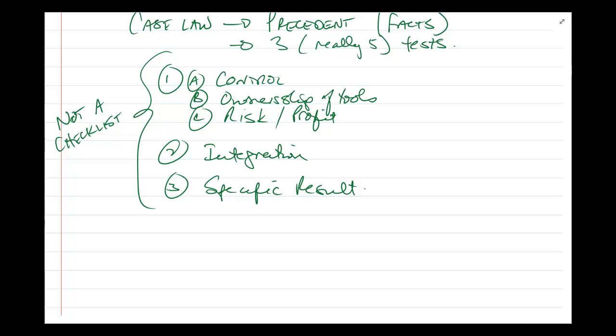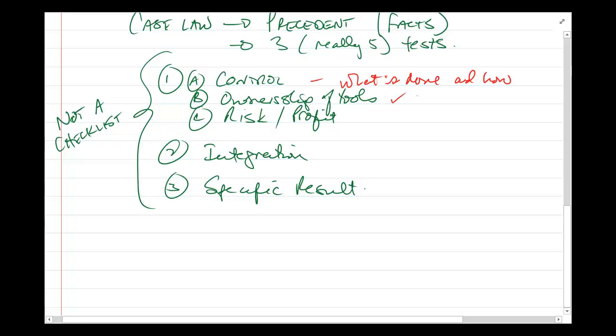And so just quickly, what is this? Well, control is basically over what is done and how. If the business is determining what you do every day and how you do it, you look more like an employee than if you determine what you do every day. Okay, ownership of tools, I think that's pretty straightforward. Who owns them? And really, this one's straightforward too.